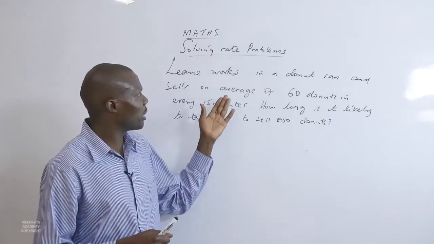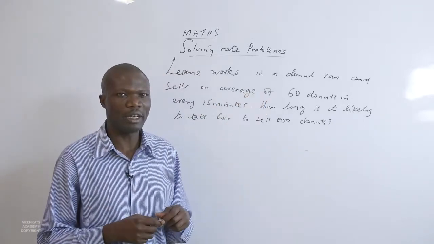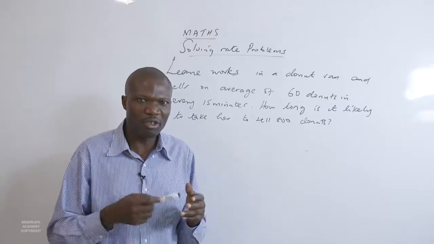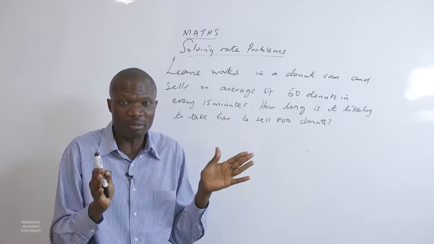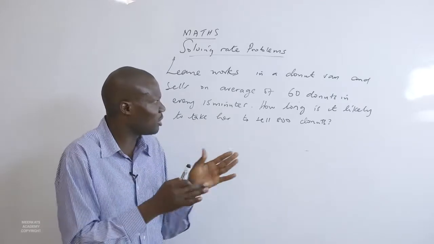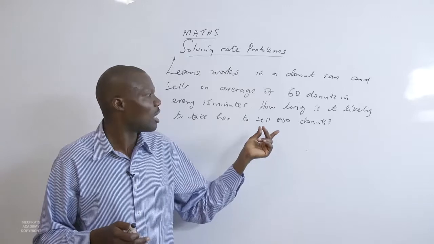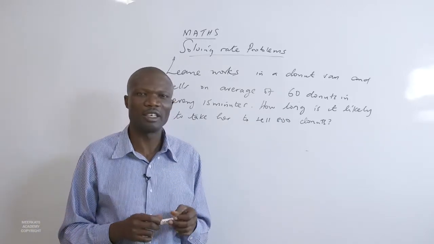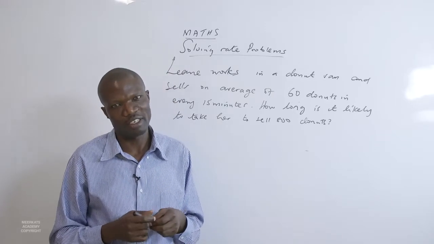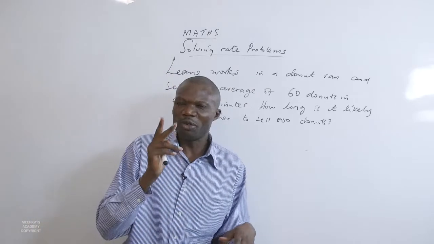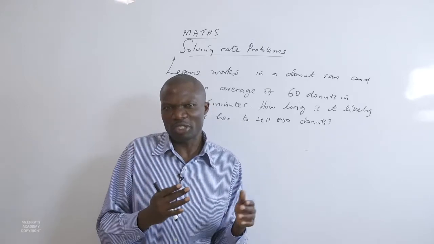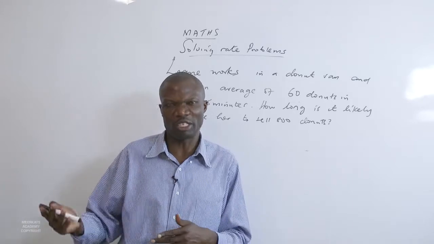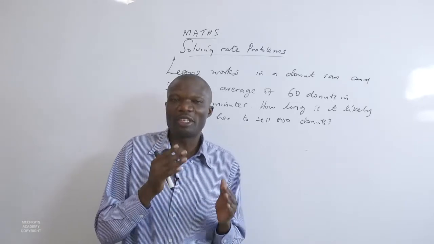In this question, we are looking at Lynn, who works in a donut van and sells an average of 60 donuts in every 15 minutes. We have not been given it as a rate. How long is it likely to take for her to sell 800 donuts? We have looked at approaching questions in many ways: with fractions, or unitary. Basically, I want you to look at the unitary approach.